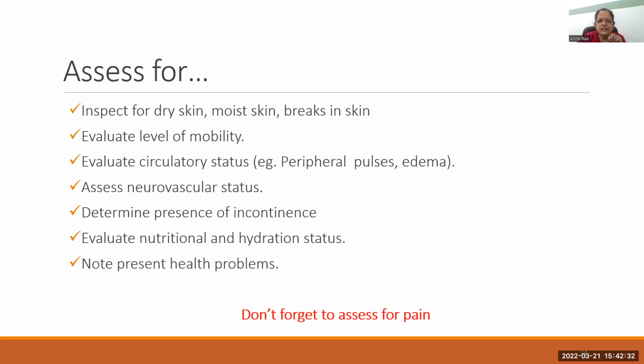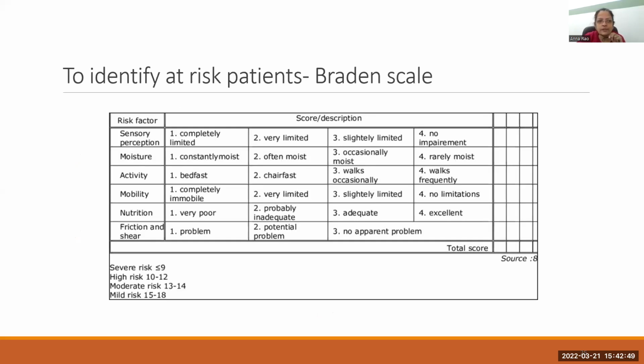Any other health problems, if they are present in the patient, then assessment of those problems is also essential. And of course, not to forget to assess pain, because that is also very important. We know this Braden scale, right? Whenever we are doing assessment of the patient, we can always have this scale with us. With that, we will come to know where our patient lies, in which group.